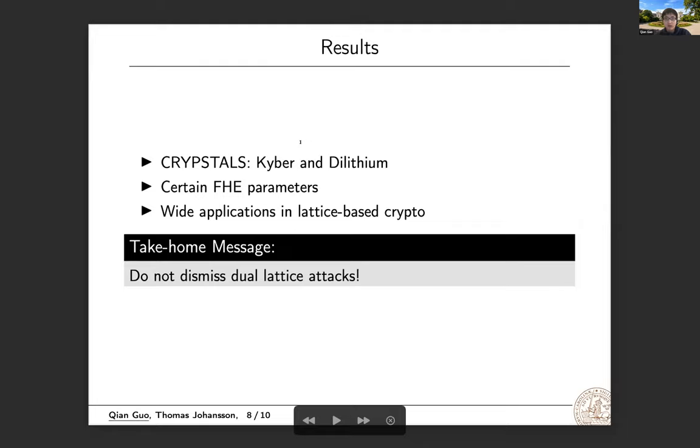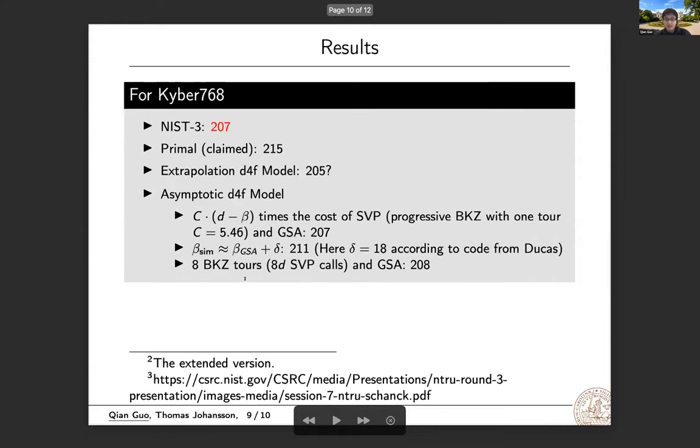We apply our algorithm to Crystals and also certain FHE parameters and improve the state of the art. And actually this dual attack has very wide applications in lattice-based crypto. The take-home message is: do not dismiss dual lattice attacks.